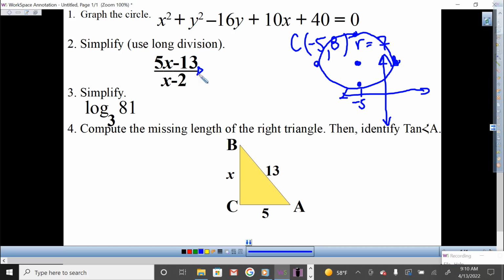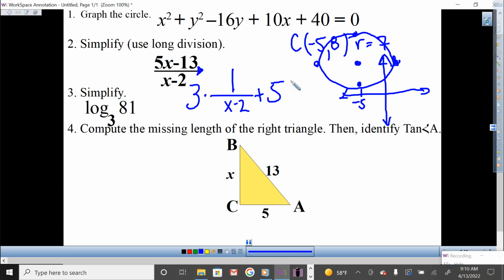Ivan, number 2. I got 3, 3, 1 over x. What? Oh, 3 times. Okay, I see what you're saying. 3 times 1 over x minus 2 plus 5. Hands up if you got that.